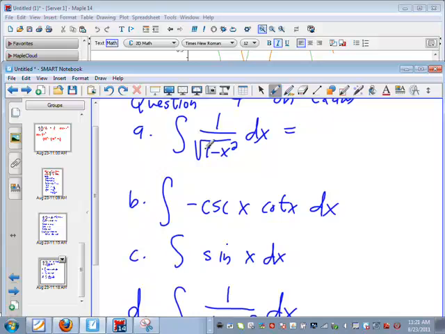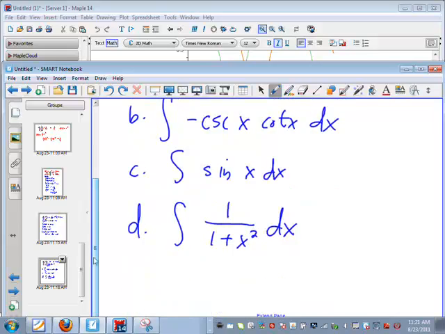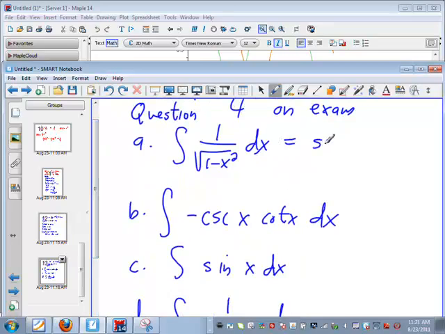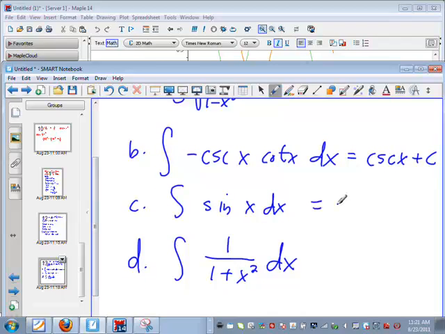What's the last one? That's an inverse sine of x. Cosecant. Okay, it's all good. Negative cosine. And tan inverse is right.